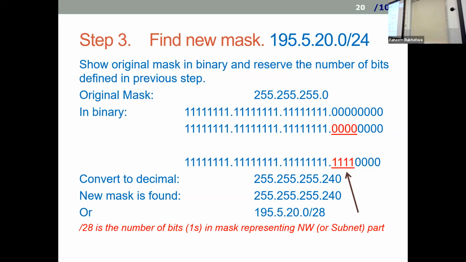We can convert that back into decimal. That's 255, 255, 255, and this number here is 240. You know how it's calculated? That column is worth 1, 2, 4, 8, and this one's 16, 32, 64, 128. You add those four numbers together, and that gives you 240.